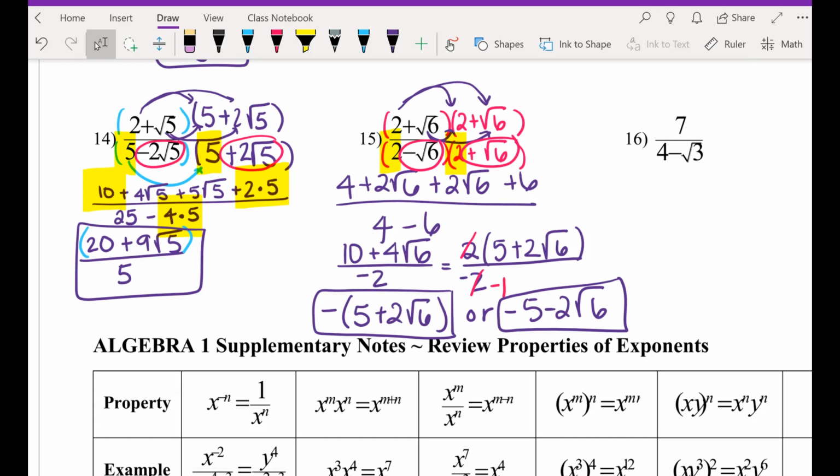Since nothing's attached to the rad 3, remember, none of this is attached, as you can see. But they are still seen as a couple.